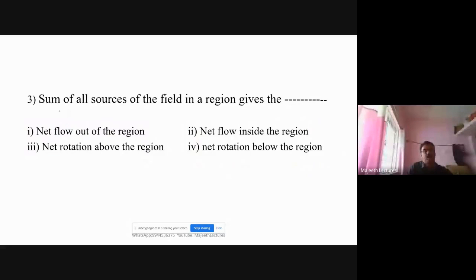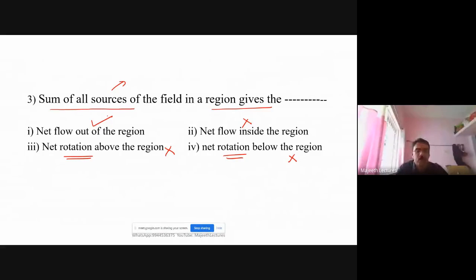Next, you see, sum of all the sources of the field in a region will give. If you sum all the sources in the region, source means it will spread. I told sink means it will collect. So source means it will spread, means it will go out. Sink only it will collect, so inside means it is sink. So this is wrong answer, right? Rotation, no. Source means it will spread only. There is no rotation. Here the word rotation is there, so it is wrong answer. Here also rotation is there, it is also wrong answer. So source means it will go out, so net outflow of the region. So like that you have to think.